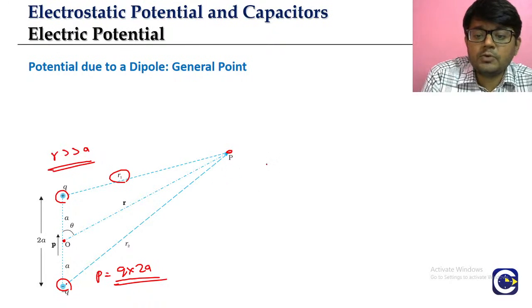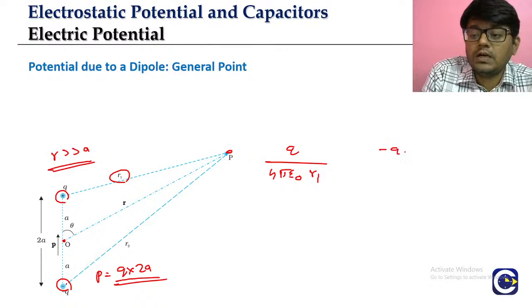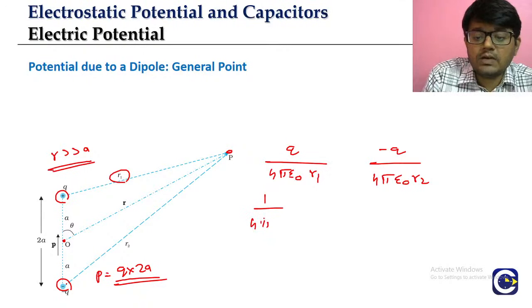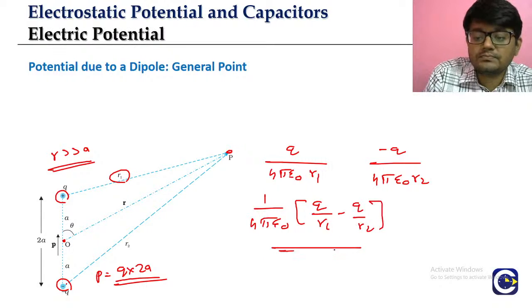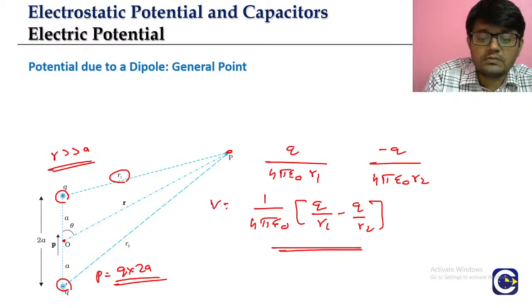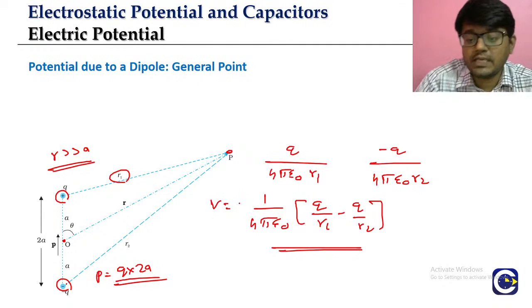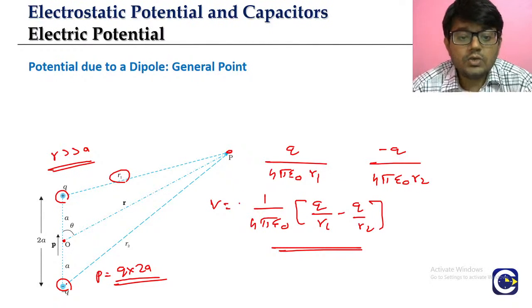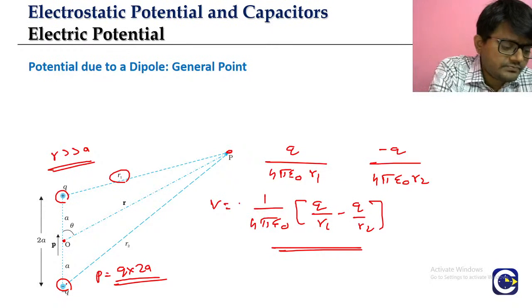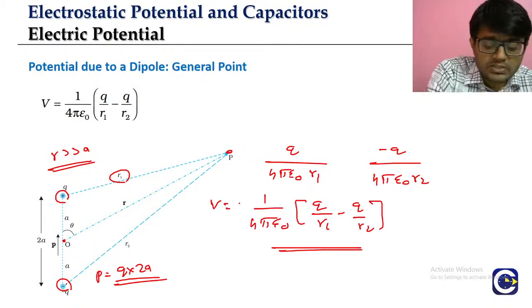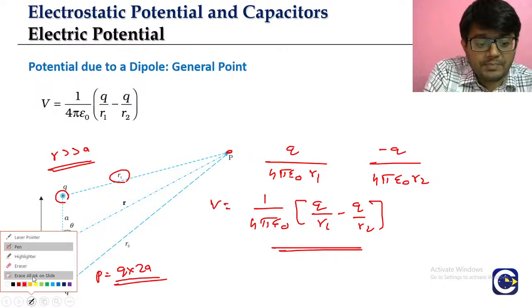Therefore the potential at point P because of the positive charge will be Q by 4 pi epsilon naught into r1. The potential because of the negative charge at point P will be minus Q by 4 pi epsilon naught into r2. The 1 by 4 pi epsilon naught is common, so we get Q by r1 minus Q by r2. This is the total potential at the general point we are taking: 1 by 4 pi epsilon naught times Q by r1 minus Q by r2. Now we are going to simplify this expression.